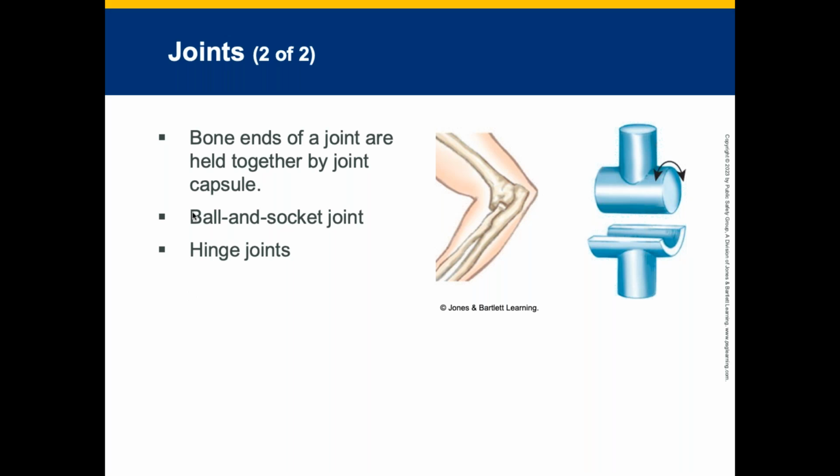Shoulder. Hip. Shoulders, and what's the other one in the hip? Break it down a little more than just a hip. So the elbow would be a hinge joint.